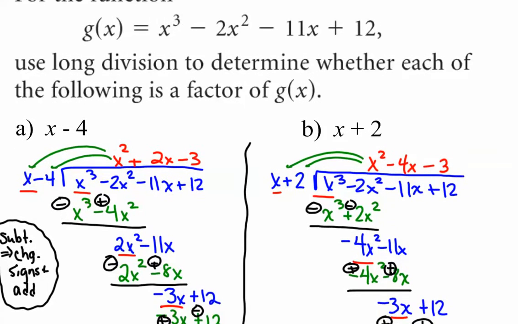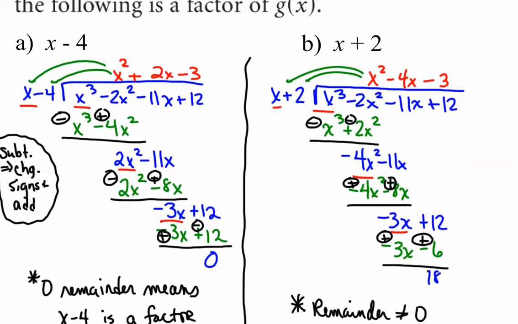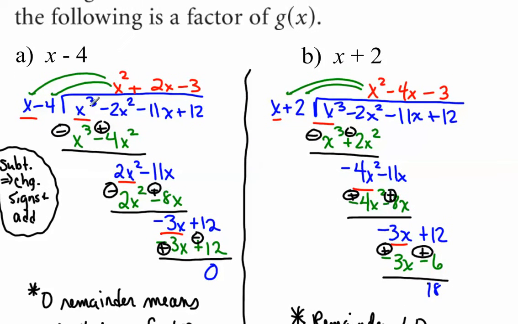Okay, now this is how I'm going to do it. I'm going to do little mini problems. I'm going to say x to the third divided by x. That would leave me with x squared, right? So that answer goes up here. And then I take this answer and I multiply it times what's out front. So x squared times x, that's x to the third. X squared times negative 4 would be negative 4x squared.